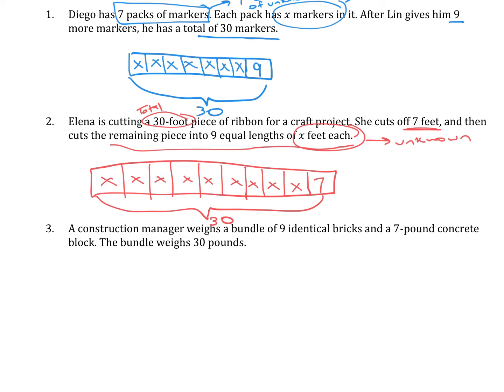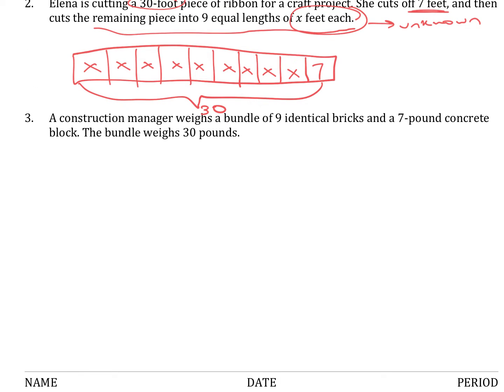A construction manager weighs a bundle of 9 identical bricks and a 7-pound concrete block. The bundle weighs 30 pounds. So what I don't know here is the weight of each brick. So my unknown, I'm going to go ahead and write that down, is going to be the weight of each brick. So I'm going to just use X to represent that, just to go with the theme. You can use whatever variable you want though.